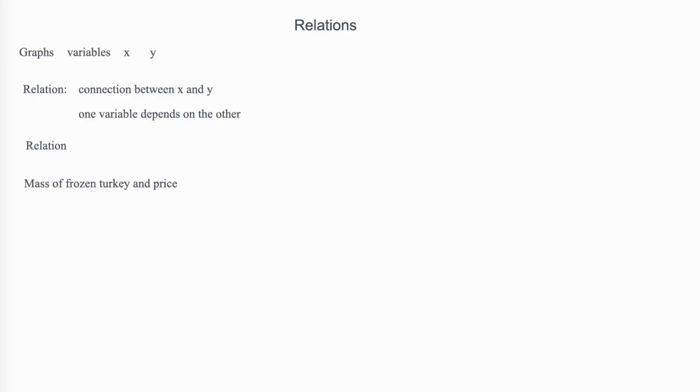The mass of a frozen turkey and its price. Which is independent, which is dependent? The price depends on the mass of the turkey. The mass doesn't depend on the price. Like if you haggle to a lower price, the mass of the turkey doesn't change. The independent variable is the mass, and the dependent variable is the price. Price depends on the mass. You start with the mass first, you get the price after.